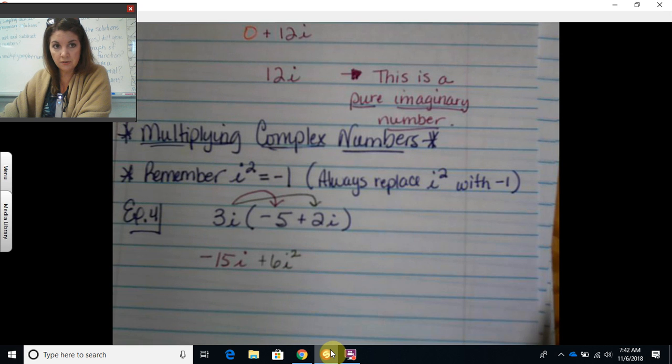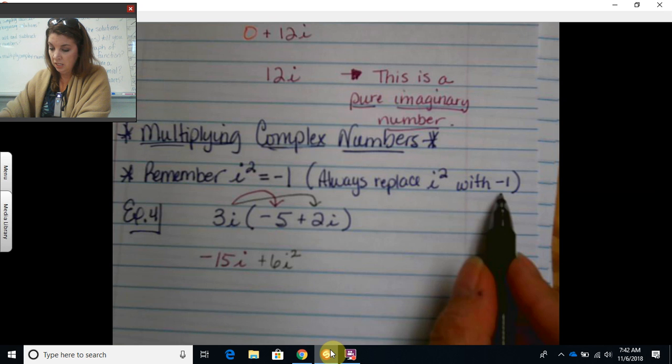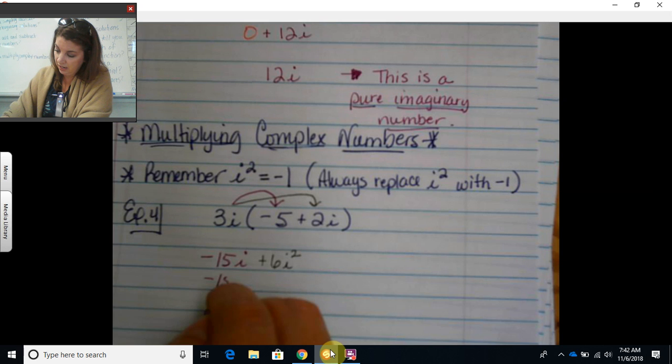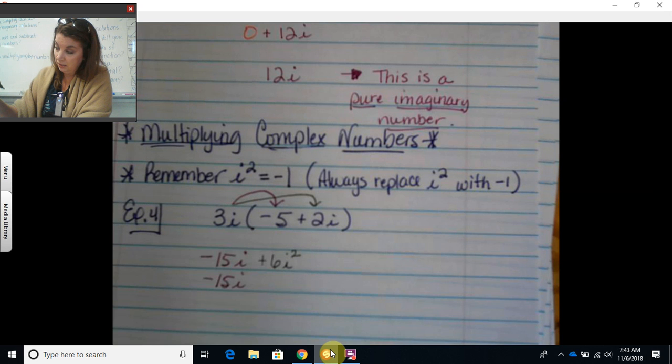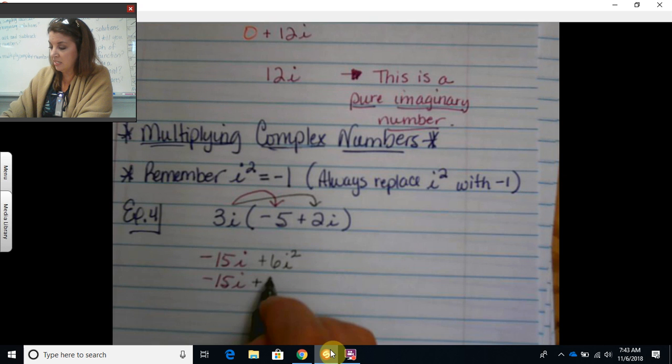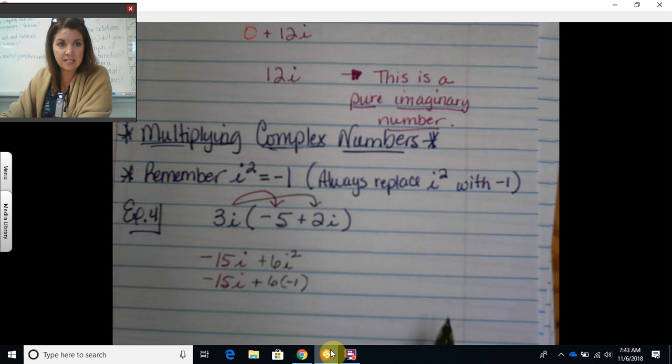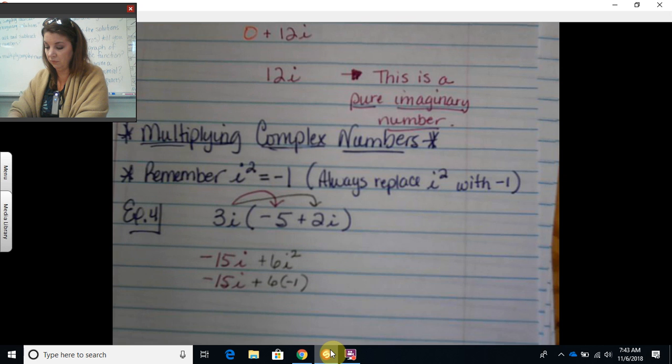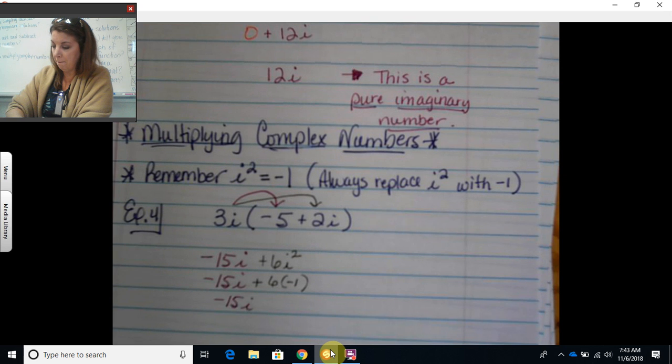Are those like terms? No. And what did I just tell you above? Right, whenever I see an i squared, I've got to replace it with -1. So that means -15i plus, instead of 6i squared, it would be 6 times -1, because isn't 6i squared mean 6 times i squared? So it's 6 times -1, not 6 minus 1. So that gives me -15i minus 6.